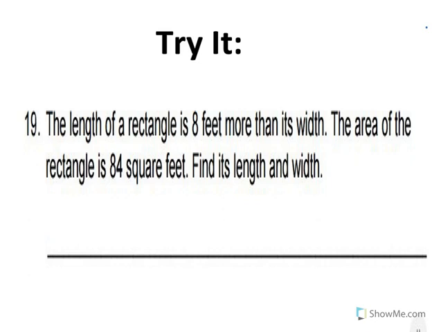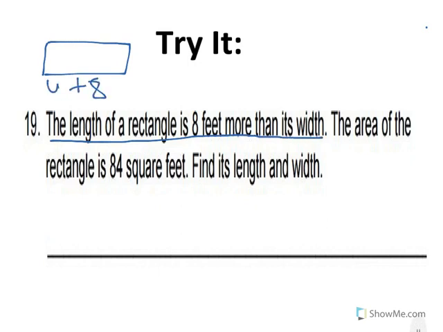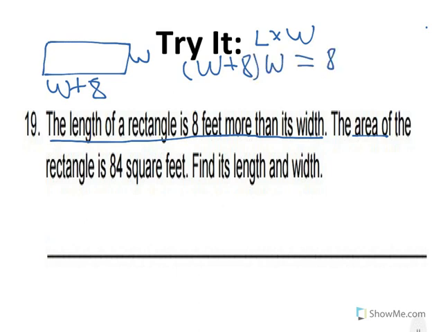Okay, so let's draw our rectangle. It doesn't have to be perfect, right? It just needs to help us identify our length and width. So it's saying here that the length of a rectangle is 8 feet more than its width. So the width is our W. And the area of a rectangle is length times width. So our length is W plus 8, and our width is W, and it's equal to 84.